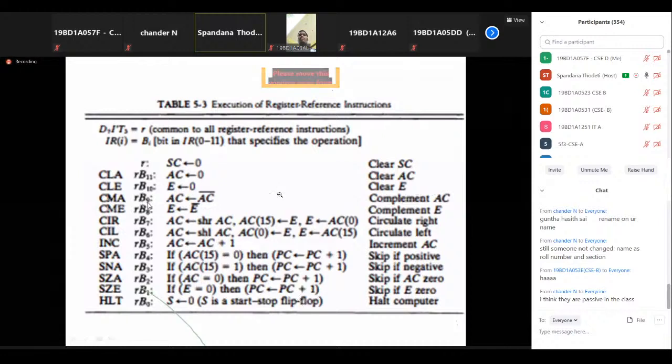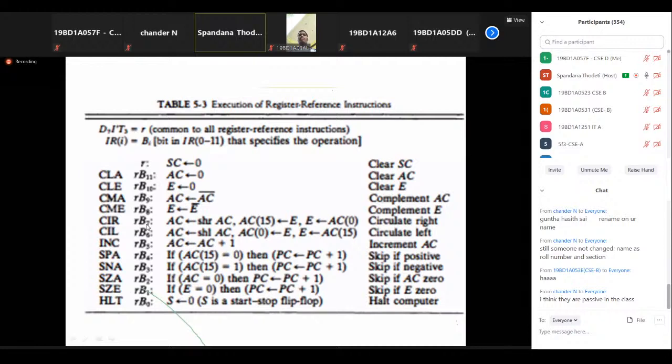Next, if your 9th bit value is 1, what is executed? CMA instruction is executed. Complement AC. Complement means 1 is converted to 0, 0 is converted to 1. The corresponding register transfer language is AC becomes AC complement. Next, if the 8th bit value is equal to 1, then CME, complement E. E becomes E complement. Now see these two.